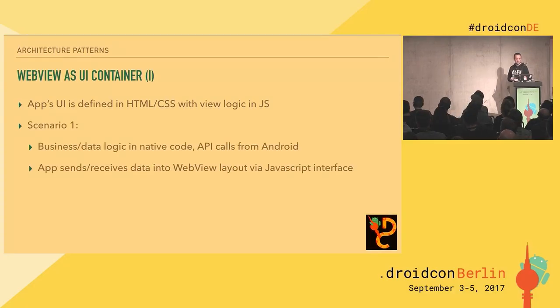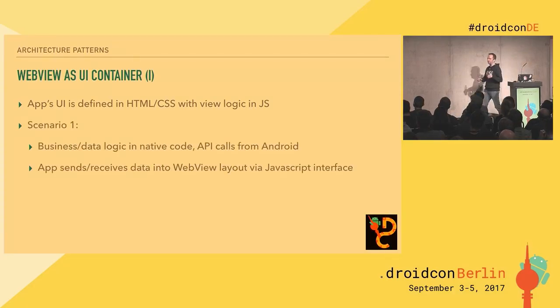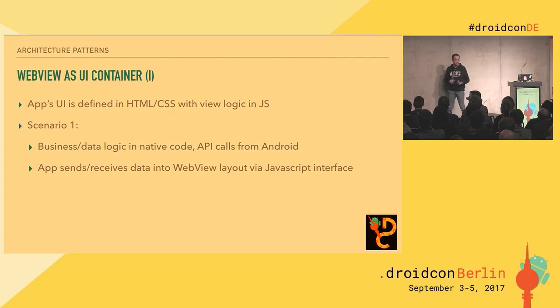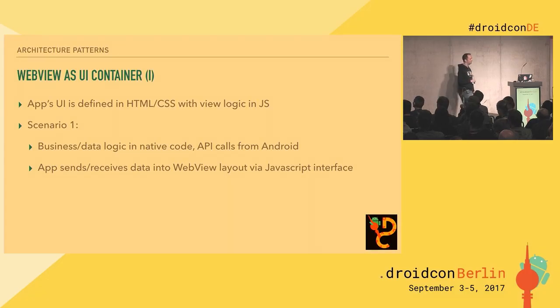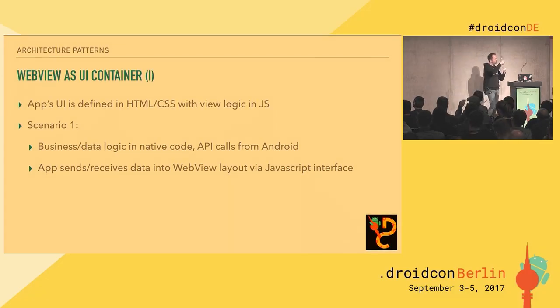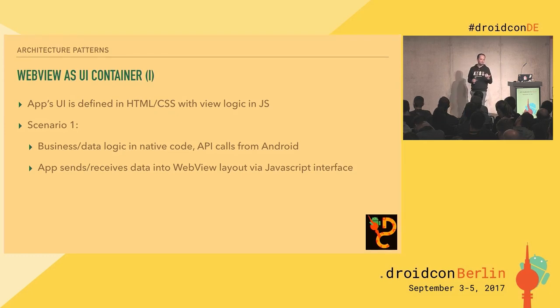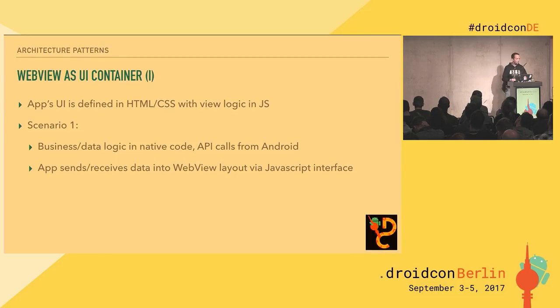The first one is your application logic, like the business and the data logic, is still in native code. And you would, for example, say, there is some sort of an interfacing layer between my web view, the UI, and actually the rest of the app. And for example, if you want to branch out to a server, your API calls would still be done through Android, native code. You get some data back, and you pass that back into your web view to render some HTML template.